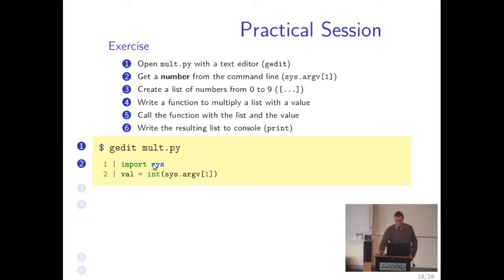So the first line should be import sys. And then you want to have the sys.argv of 1. But since by default all parameters given to a program are strings, you have to convert them into an integer or a float by using the int or the float function.